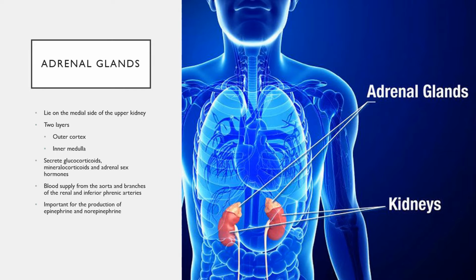Okay, the adrenal glands. These lie on the medial side of the upper kidney. There are 2 layers, the outer cortex again and an inner medulla. The adrenal glands secrete glucocorticoids, mineralocorticoids, and the adrenal sex hormones. Blood supply for these comes from the aorta and branches of the renal and inferior phrenic arteries.